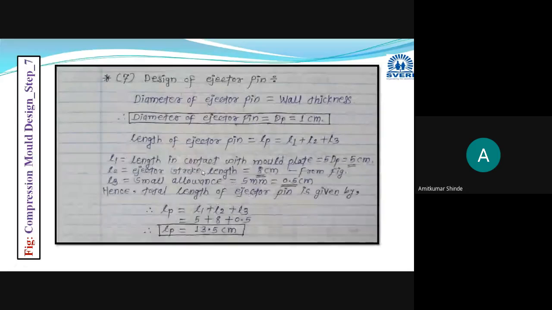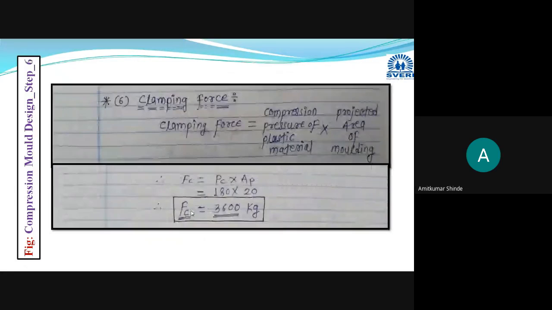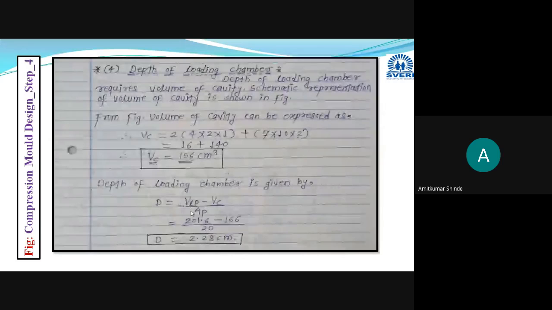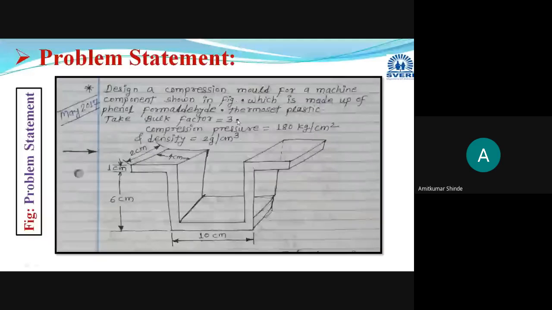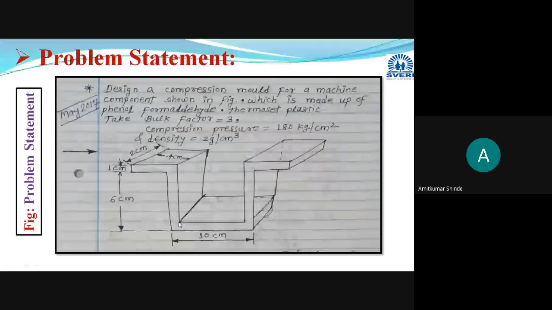Here, the diameter of the ejector pin is considered equal to the wall thickness. Wall thickness, from where we are getting this wall thickness, we will refer to the diagram. This is the thickness of this part. This is nothing but the wall thickness, 1 centimeter. 1 centimeter we have considered. That will be the diameter of the pin.